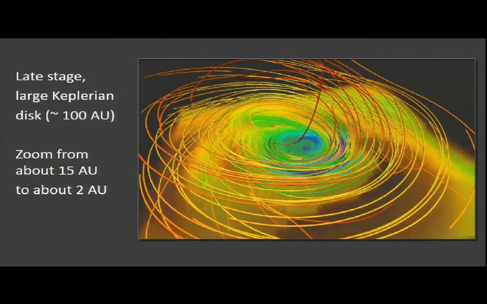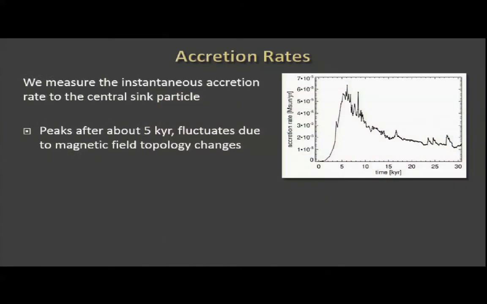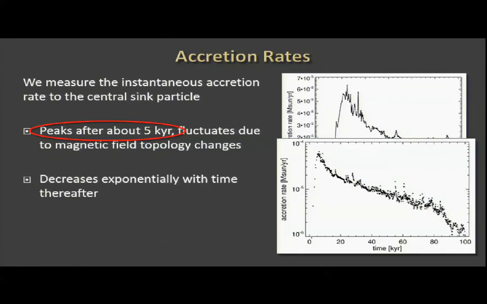So let's look at the quantitative results here. The accretion rate peaks after only about 5,000 years, when the mass is still less than 10% of a solar mass. And it then decays essentially exponentially, reaching 10 to the minus 6 solar masses per year after 100,000 years. It peaks at 6 times 10 to the minus 5, which is a very reasonable accretion rate, if you ask observers.